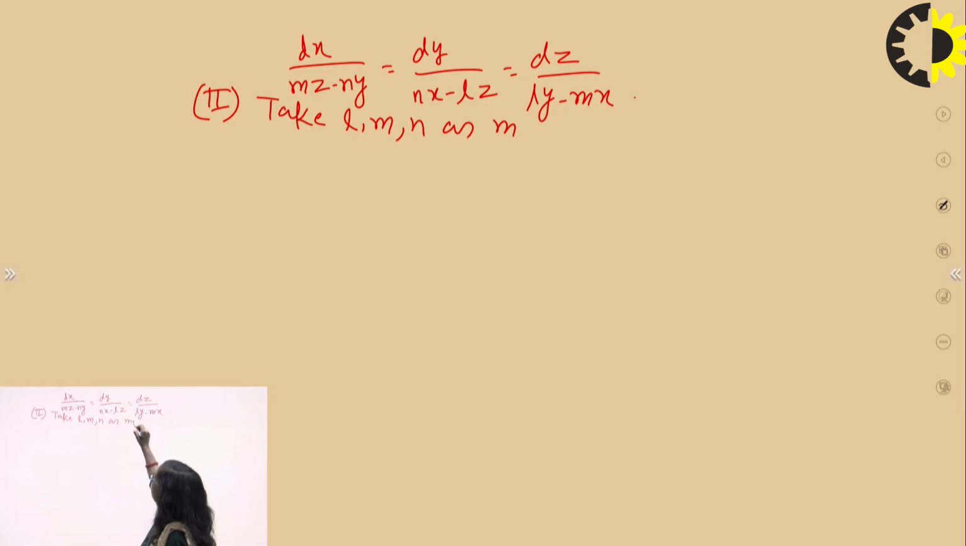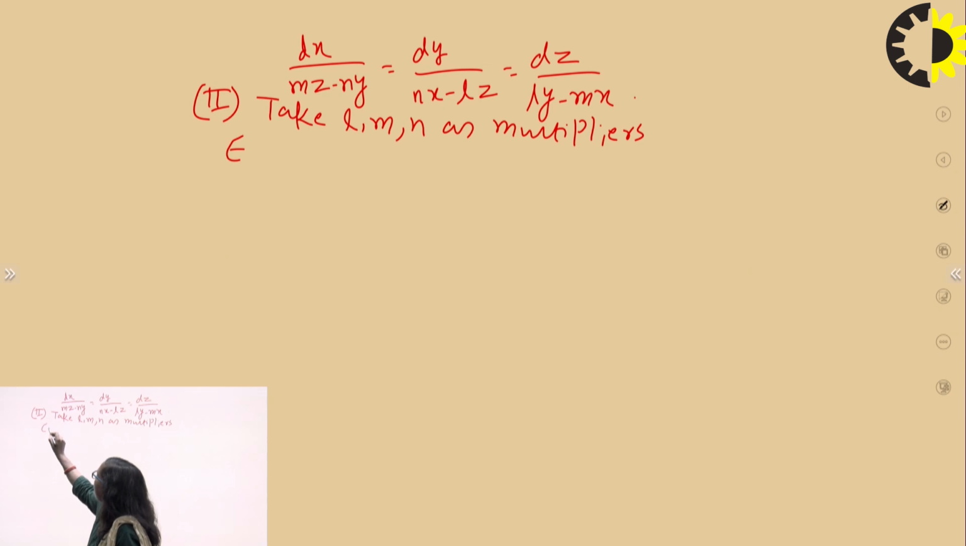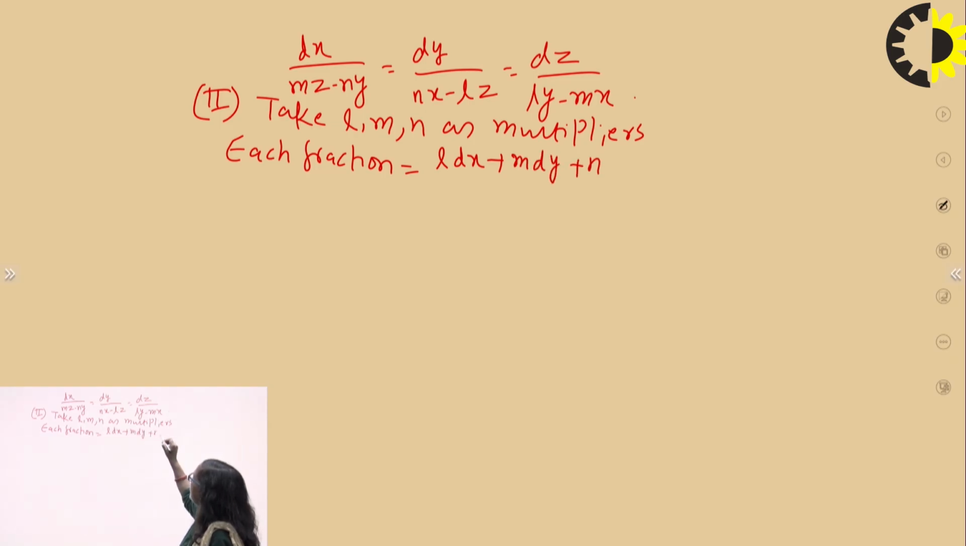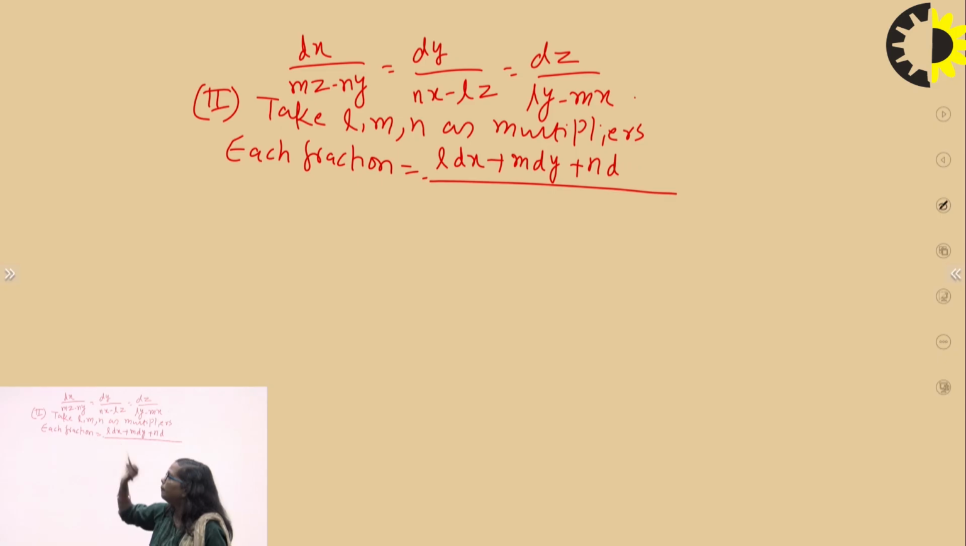As multipliers. To find the second independent solution, I take L, M, N as the multipliers. I write again the same, that each fraction is equal to the result of the multipliers. The first one I multiply by L, it's L dx, the second by M, M dy, the third by the constant N, it's N dz. Please look at the denominator concentratedly. The first I am multiplying by L.